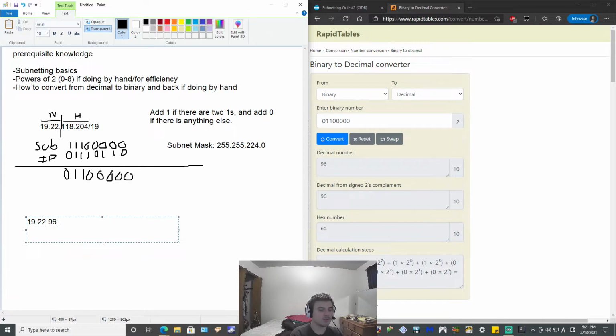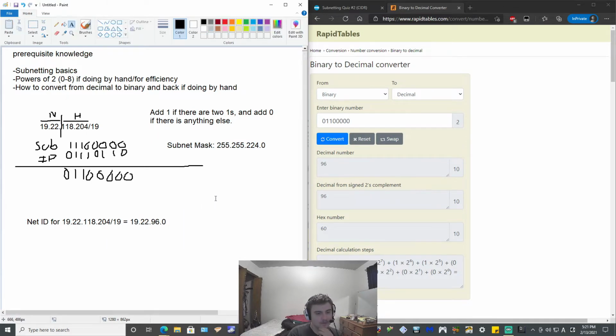And then the final digit for the network ID in this is going to be 0. And the reason it's 0 is because in the subnet mask it's 0, right? So we can say, I'm going to write this down here too, net ID for 19.22.118.204/19 equals this right here, 19.22.96.0. Alright?